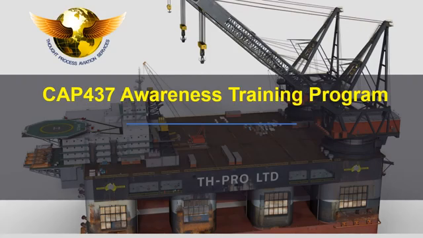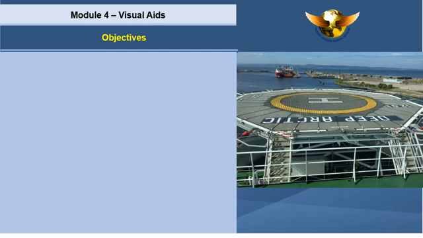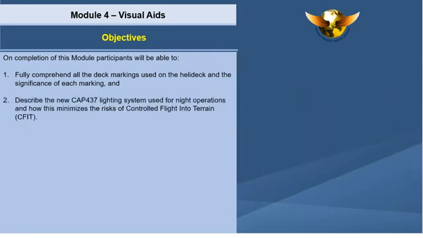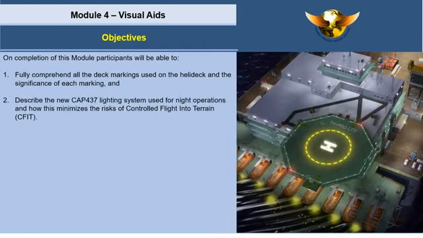CAP 437 Awareness Training Program, Part C. This is Module 4, Visual Aids. On completion of this module, participants will be able to fully comprehend all the deck markings used on the helideck and the significance of each marking, and describe the new CAP 437 lighting system used for night operations and how this minimizes the risks of controlled flight into terrain.